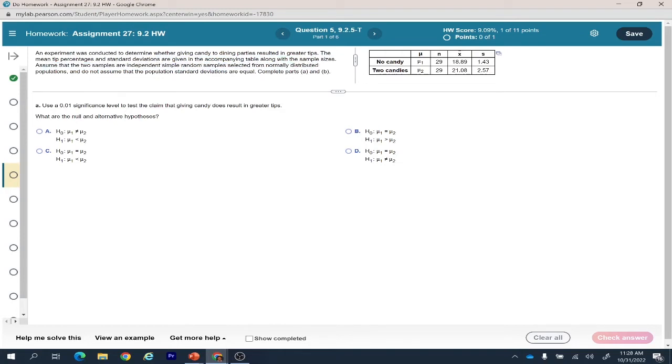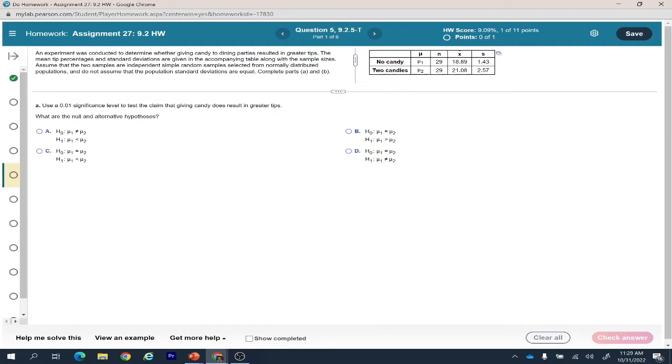So we don't have to worry about those requirements to fulfill. It's already given. So now, first of all, the first question is use a 0.01 significance level to test the claim that giving candy does result in greater tips. So mu1 stands for no candy, mu2 stands for two candies. Always remember, for the hypothesis test, mu1 should be equal to mu2. So choose that option where mu1 and mu2 are equal.